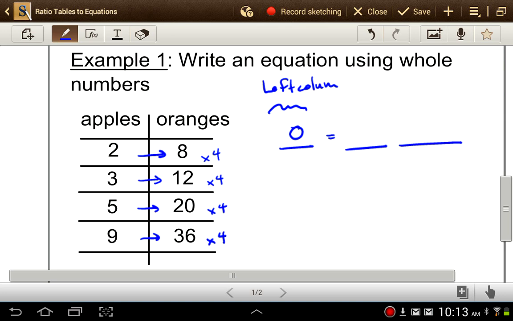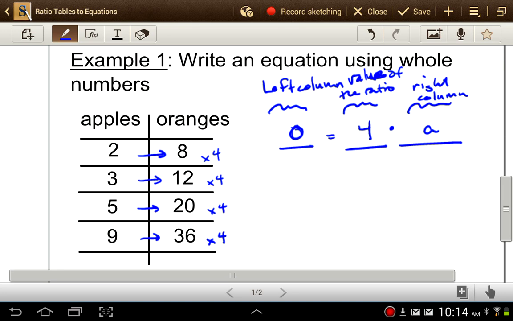All right? Now, this number right here is going to be our value of the ratio. In other words, how do you go from apples to oranges? We multiplied by 4. Okay? You are always going to multiply between them. So it's going to be oranges equals 4 times, and then this column is going to be my right column. Again, I'm going to use a variable that you would understand that would work for my right column. So I'm going to use A.